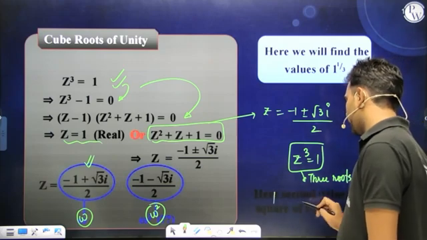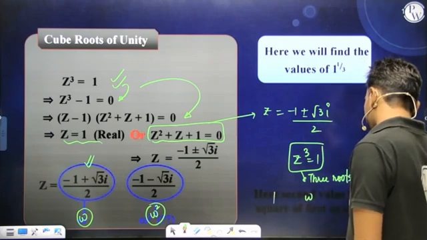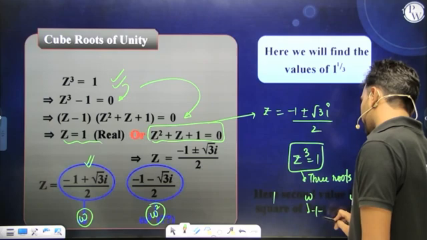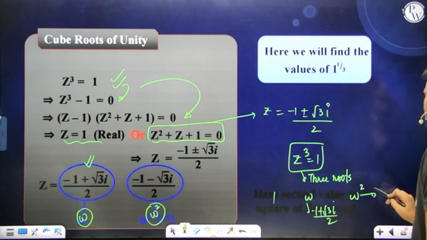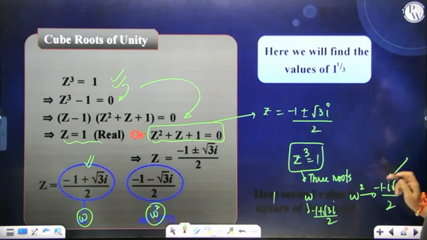One is 1, another one is omega, another one is omega square. Omega is nothing but minus 1 plus root 3 iota by 2. And omega square is nothing but minus 1 minus iota root 3 by 2. Okay, must remember this.